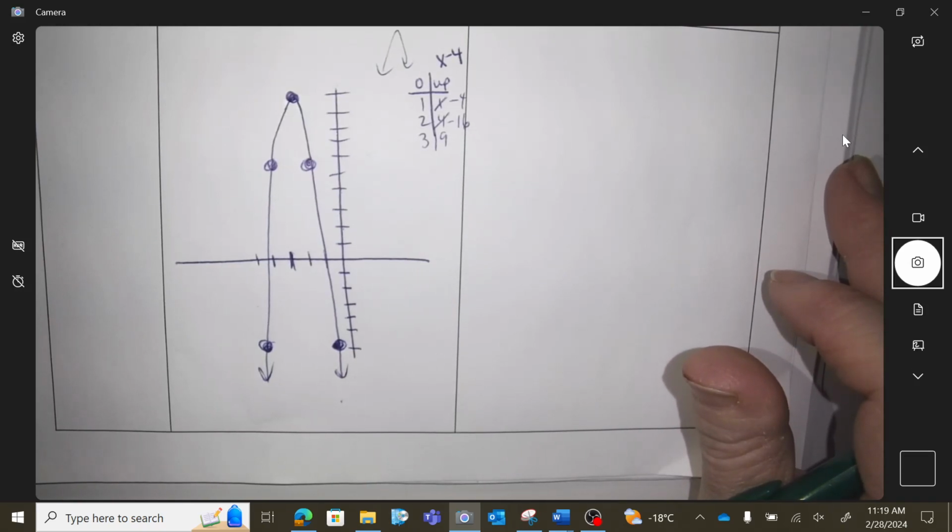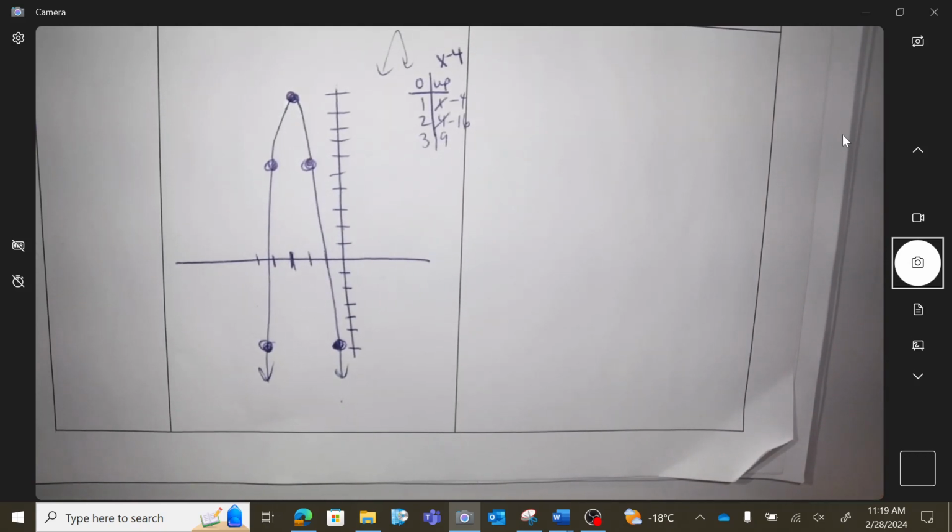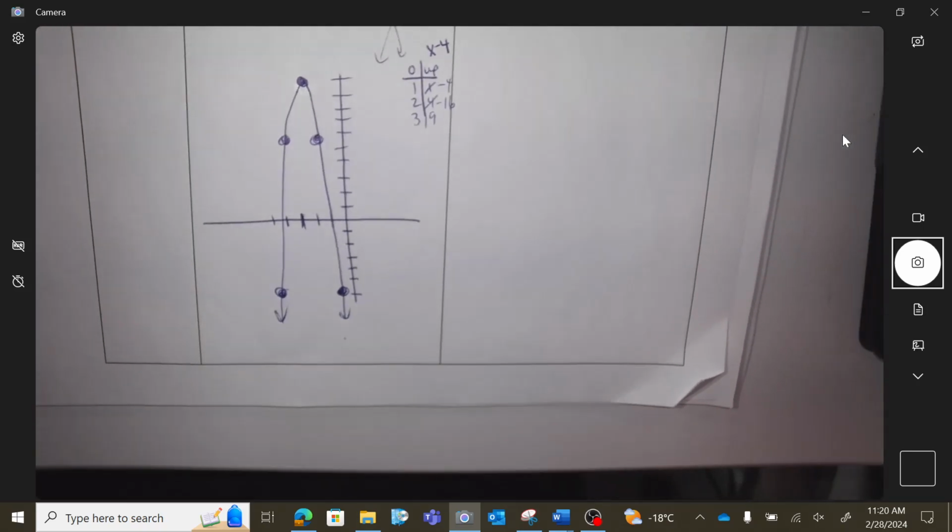Okay, so that is worth like 11 points on your test. Okay? Exact same question. You're going to get vertex, slope, direction, axis, domain, range, y-intercept, graph. Okay?